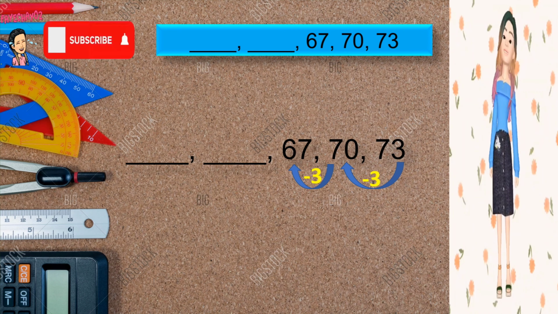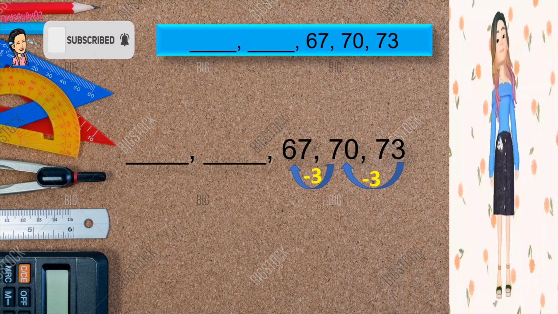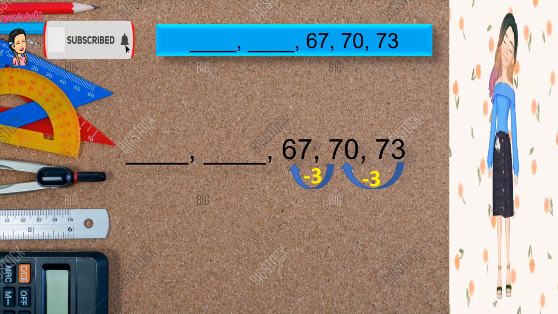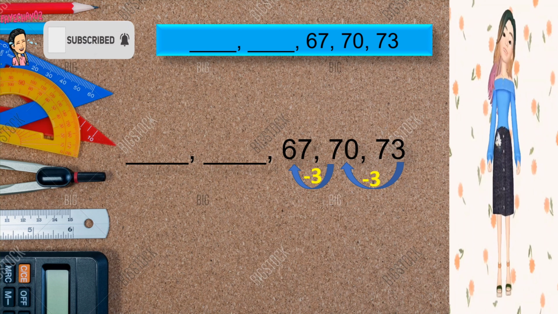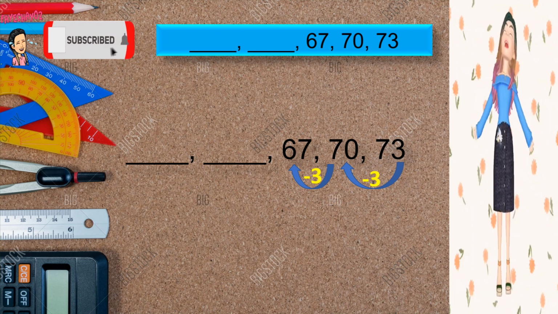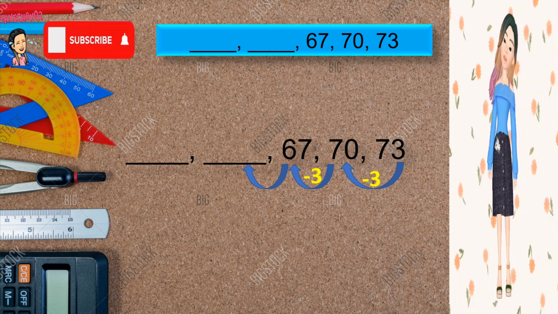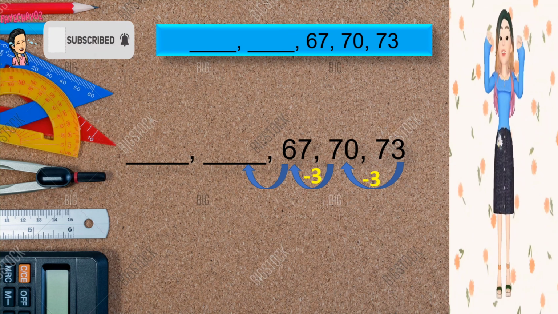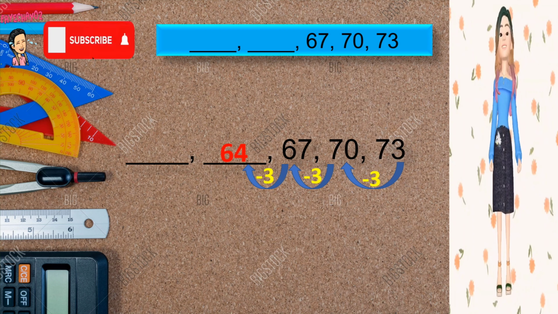Kaya tayo nagma-minus kasi pabalik tayo. Inuna natin yung mataas na bilang. Kanina, add ang ginamit natin kasi nauna yung smallest number. Since ang nauna ay highest number or ang given ay highest number, we have to subtract. So, 67 minus 3 is 64. So, the second term is 64.